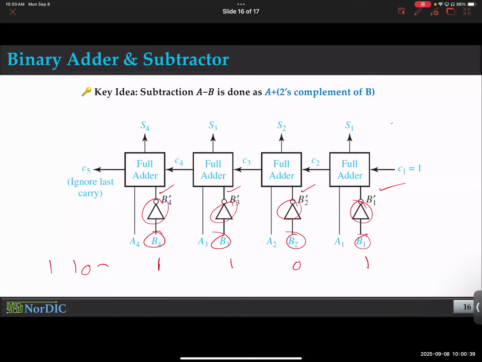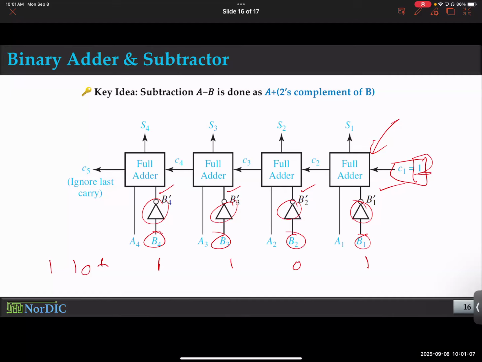Remember, the carry for the first bit adder is always 0, because you don't have any carry. It's just the first one. It will generate a carry that will move to the next one, but for the first add, there is no carry. But notice this. For a subtractor, we forcefully add a carry. Why? Because this is essentially going to be added to the 1's complement to make it 2's complement.